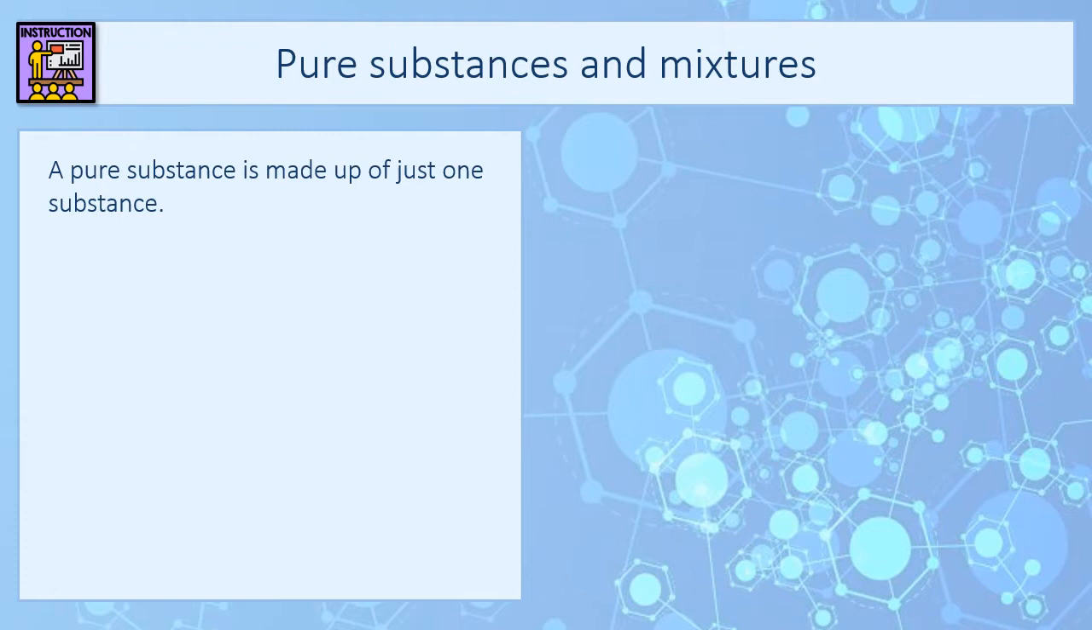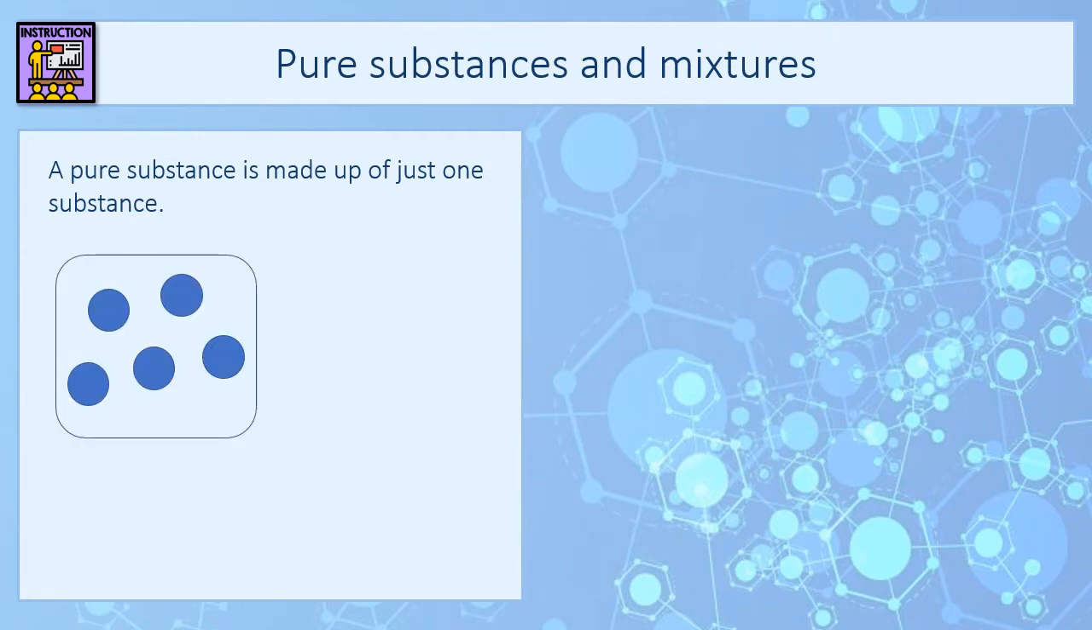So a pure substance is made up of just one substance. Now that can be an element or it can be a compound, but what's important here is that everything in that substance is just one type of substance. So for example, you could have something that is a pure substance made of an element, so this represents that. You can see all of the atoms are identical and we just have single atoms within that diagram.